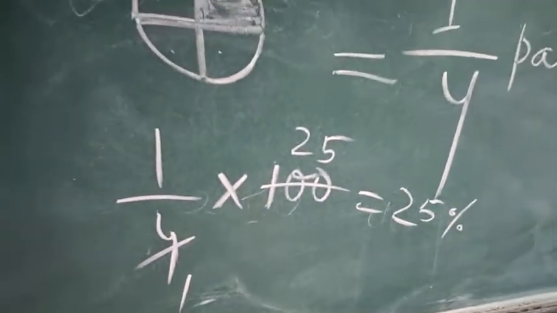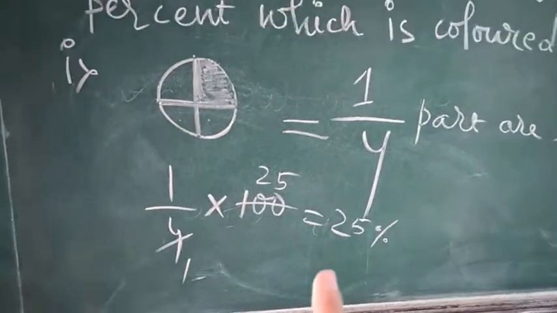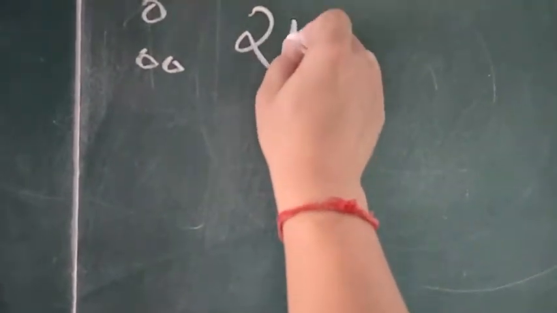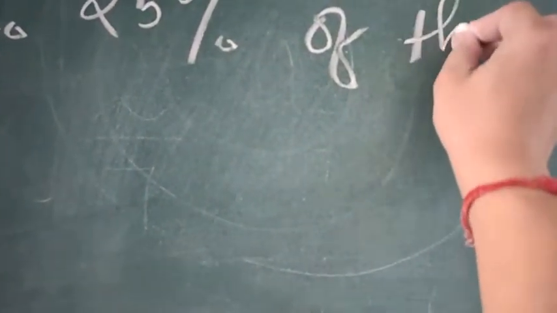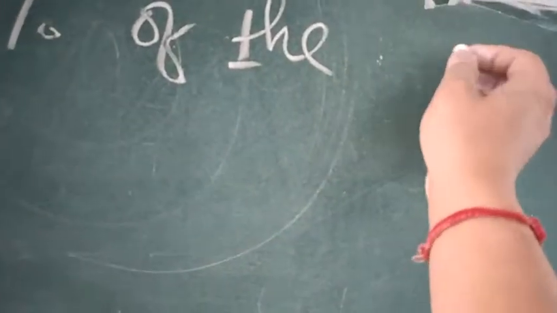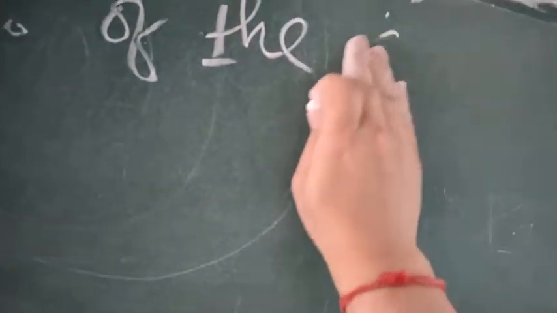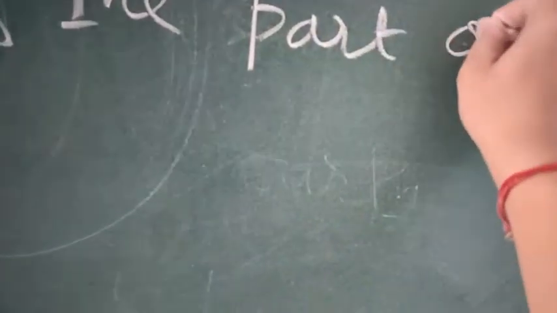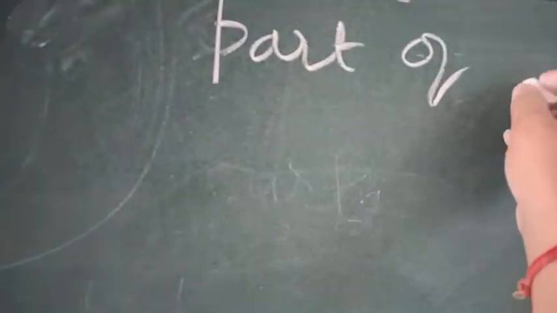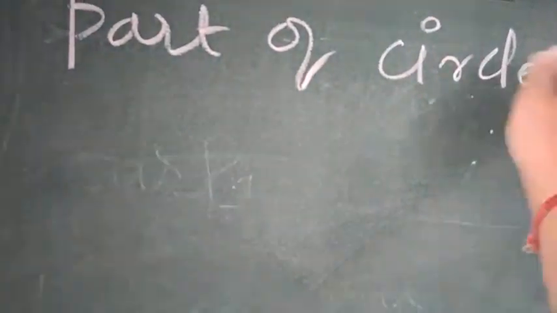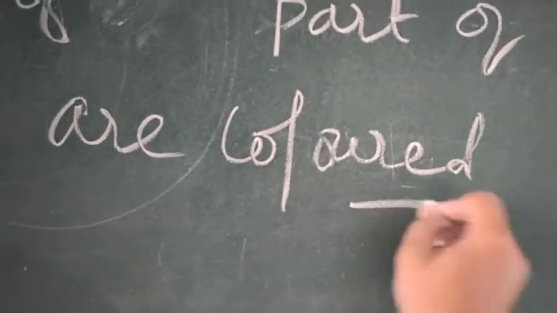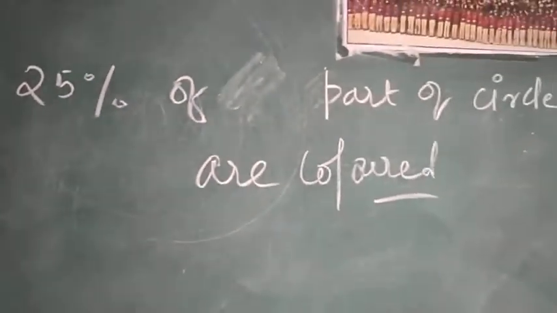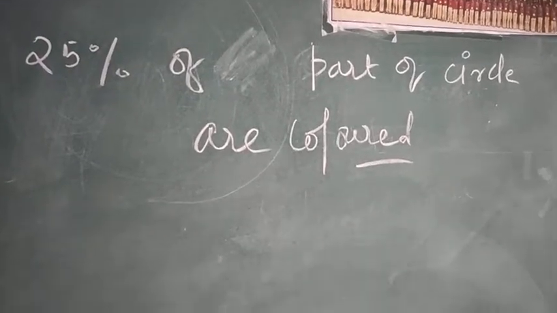So 25%, so at the last you will write over here, let me write. Therefore, 25% of the part of the circle are colored. Okay, isn't it? 1 by 4 means 25% only. So you write 25% of the part of the circle is colored.